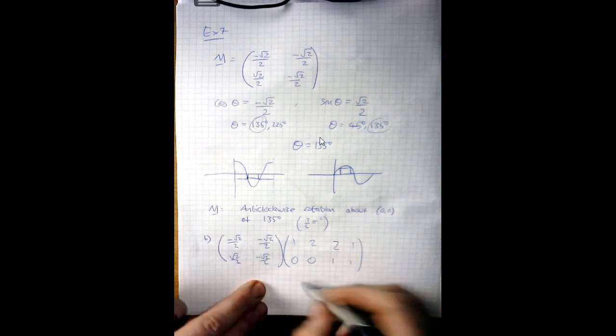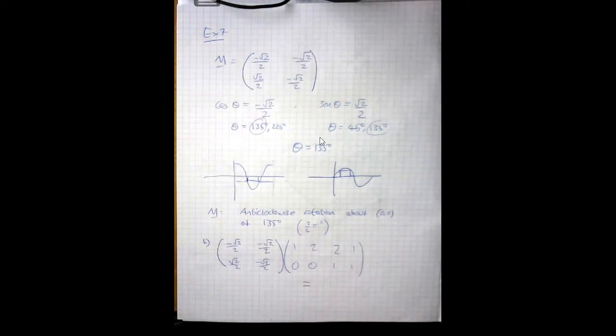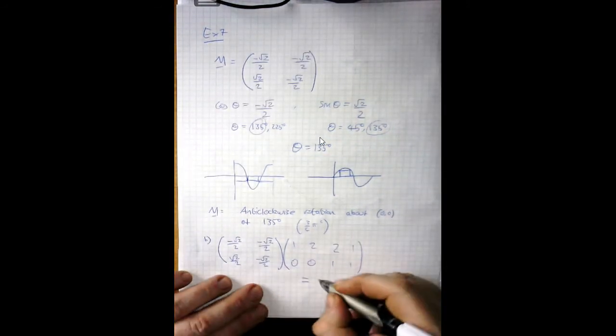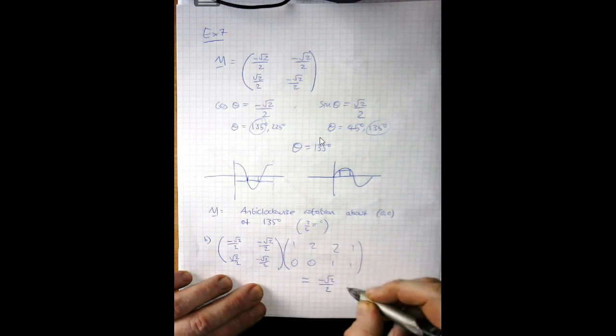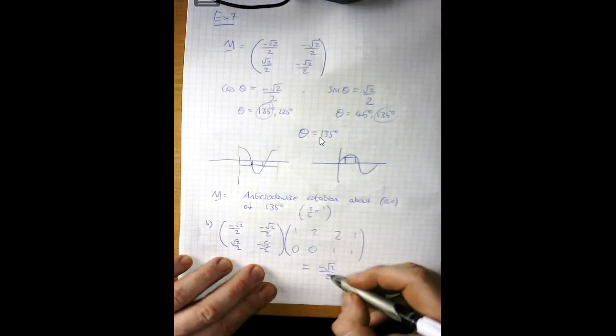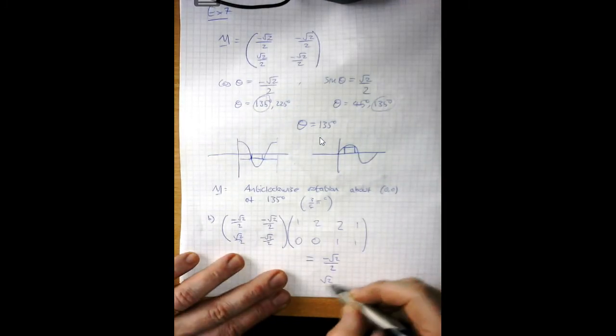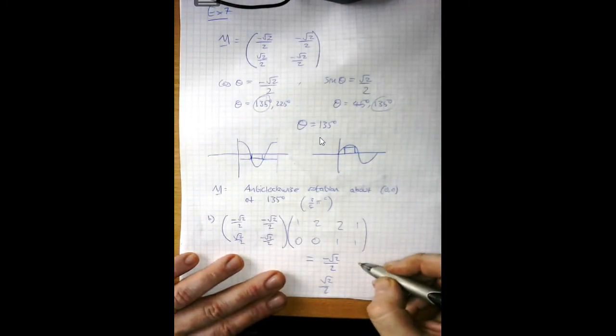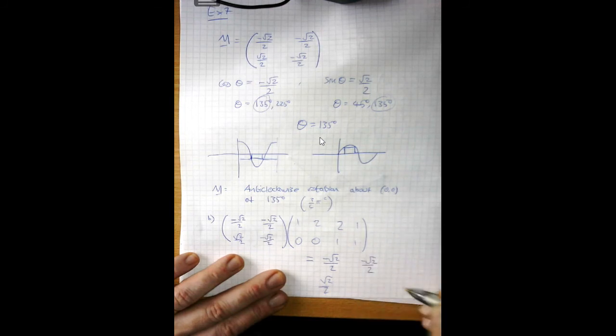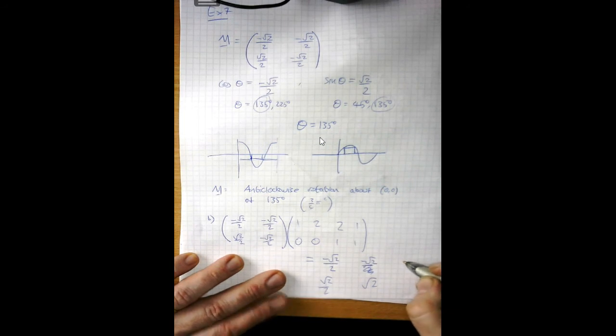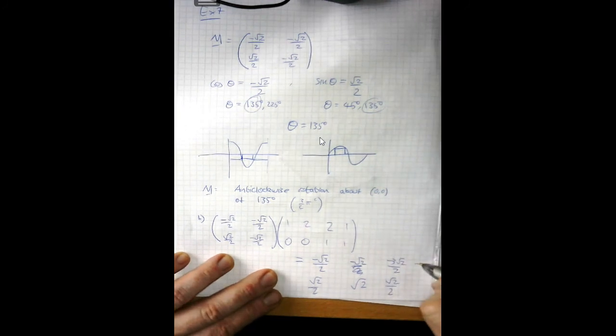Minus root 2 over 2, root 2 over 2, just fit that on the bottom. (2, 0) goes to minus root 2 over 2. No, it doesn't. It goes to minus root 2 and then root 2. (2, 1) goes to minus 3 root 2 over 2, root 2 over 2. (1, 1) goes to minus root 2, 0. Just managed to fit that on the page there.